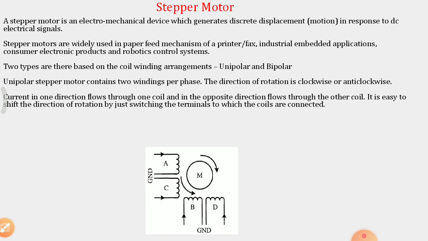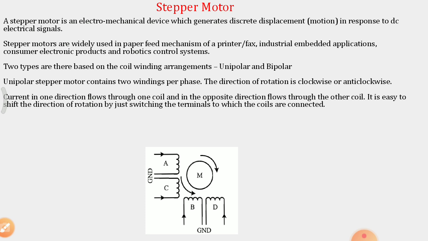A stepper motor. A stepper motor is an electromechanical device which generates discrete displacement or motion in response to a DC electrical signal. Stepper motors are widely used in the paper feed mechanism of a printer, which is there to extract the papers in the printer. They are also used in industrial embedded applications, consumer electronics, and robotic control systems.